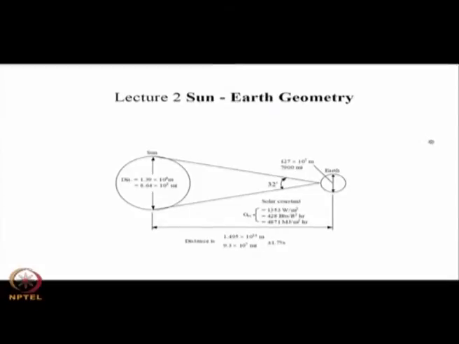Sun is of diameter 1.39 times 10 to the power 9 meters and it is at a distance of 1.495 into 10 to the power 11 meters from earth, which varies by plus minus 1.7% depending upon the season, and the sun subtends a small angle 32 minutes or 0.54 degrees with the earth.